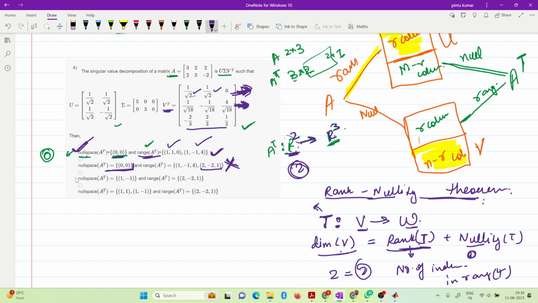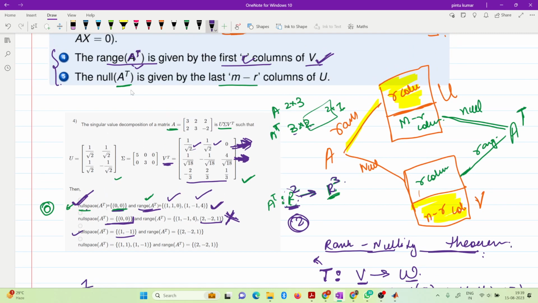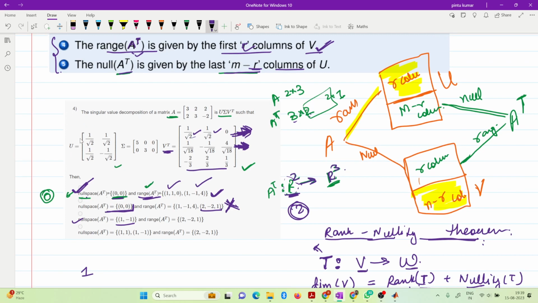Okay, so if we look now at the third example, it says that my null space has 1 element. Now if you look at this, null space of A transpose is given by the last M minus R columns. So now you see that this U has 2 columns. So M is 2, right? Now if you look carefully, this is 1, -1. So this is the last column of U.